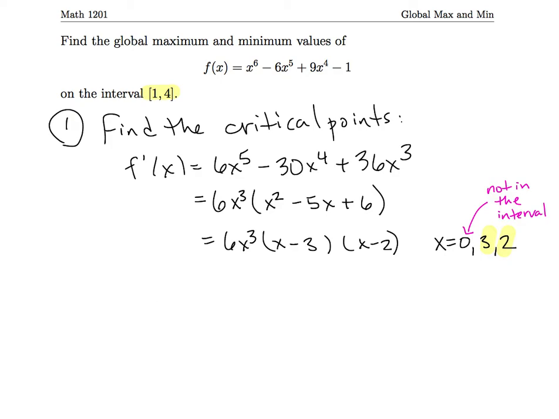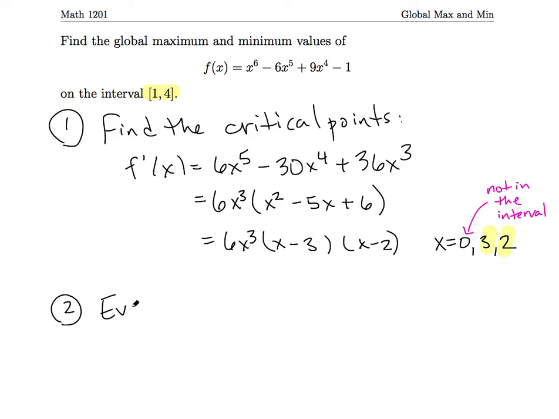And again, the reason I am excluding that from my next computation is because I am only concerned with what is the global maximum and global minimum on this specific interval. So you always have to be careful, double check that you are looking at values only within the interval that you're interested in.